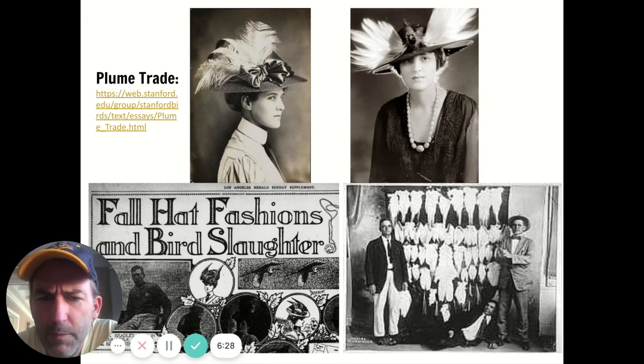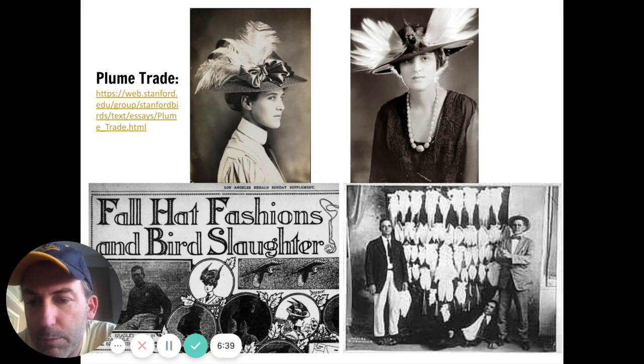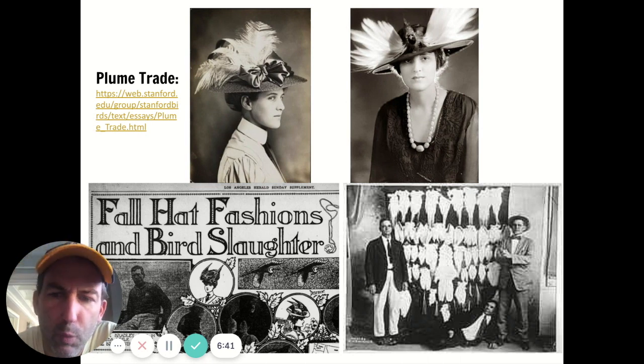The plume trade is not something that many students know about, but it happened around the turn of the century. It was very fashionable to wear bird feathers, and in some cases whole birds, entire taxidermied mounted birds, on particularly women's hats.